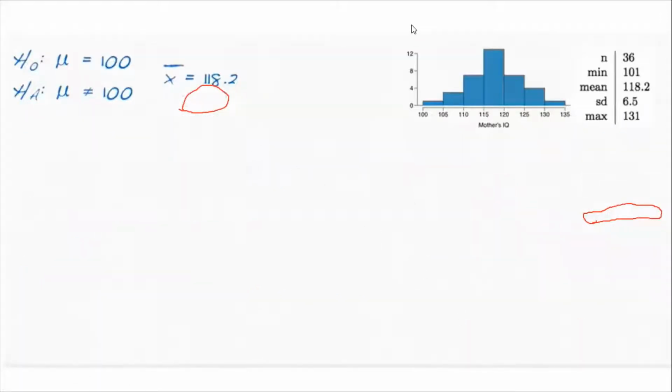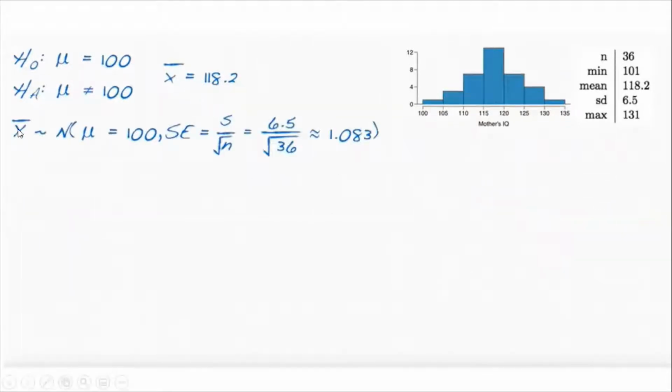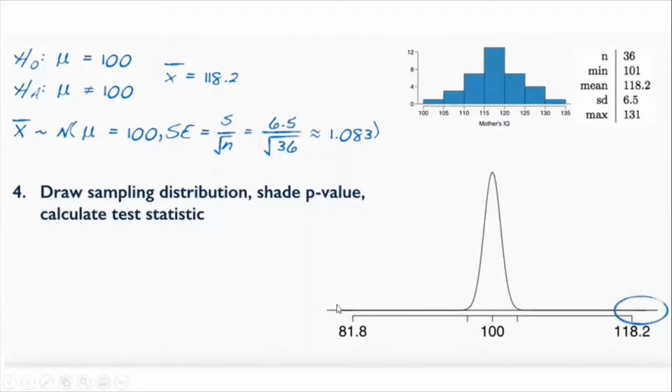And next, we say that our data is normally distributed based on our sampling distribution, and our population mean is around 100, and the standard error should be calculated. Because we do not know the population standard deviation, we use the sample standard deviation 6.5 and the sample size, which gives 1.083. Then we draw the distribution based on this standard error around 1.083.